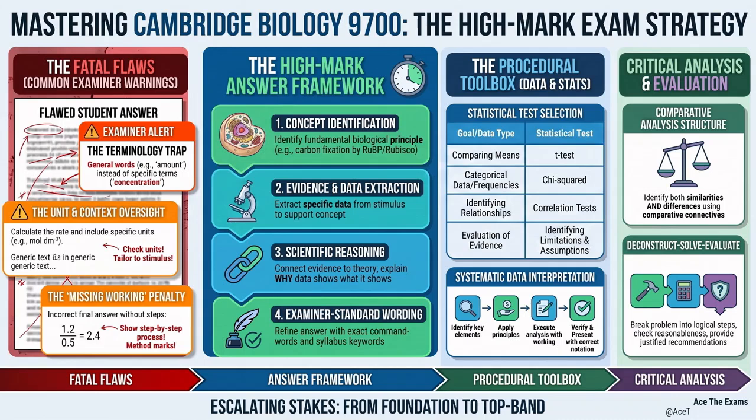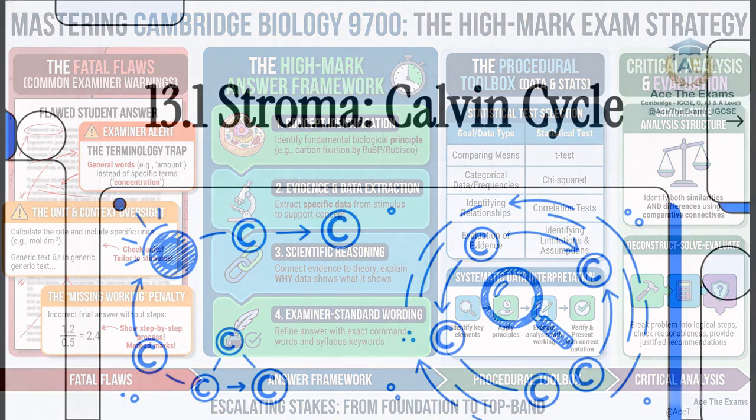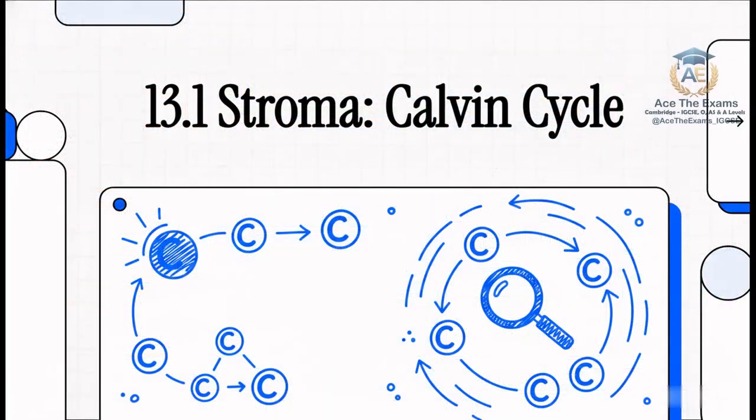Let's jump right in. If you're tackling Cambridge Biology 9700, mastering 13.1 Stroma and the light independent stage, the Calvin cycle, is absolutely essential. Why? Because this exact topic pops up in literally every single examination series. No joke. So today, we're totally bypassing the fluff. We're diving straight into the examiner's playbook to see exactly what they are hunting for in your answers.